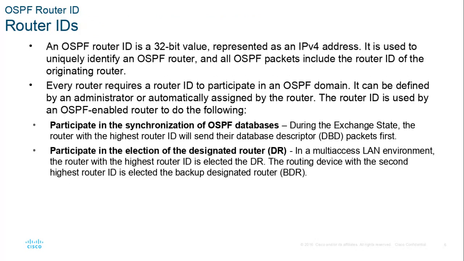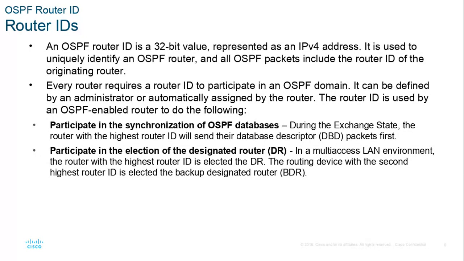So let's look at this concept of router IDs. It's a 32-bit value. It looks like a network address. It's used to uniquely identify any particular OSPF router, and they all have to have unique values with no conflict. Two routers can't have the same number. So all OSPF packets include the router ID of the originating router. Now we're going to figure out how we determine this router ID, because there's about four different ways of doing it. Every router requires a router ID to be part of the OSPF domain.